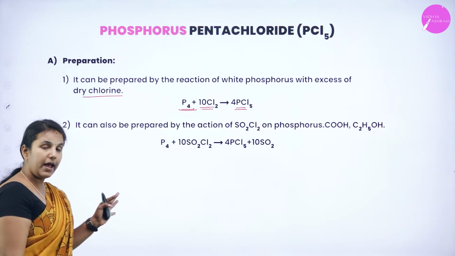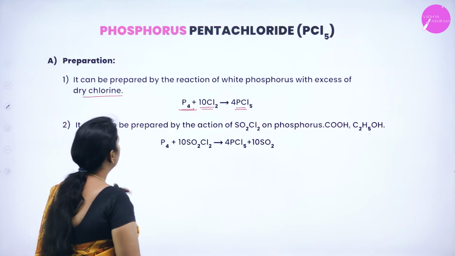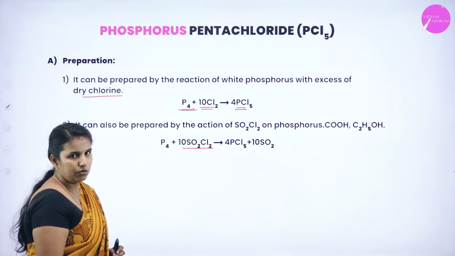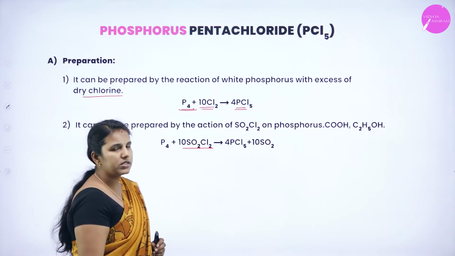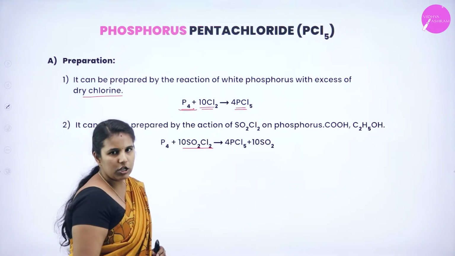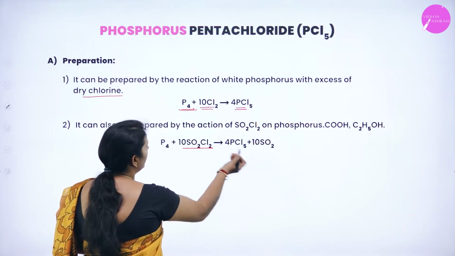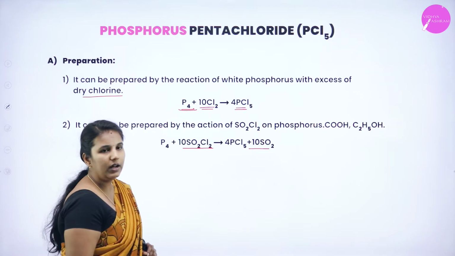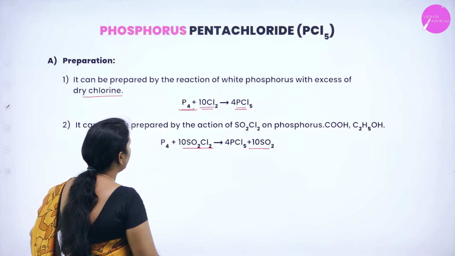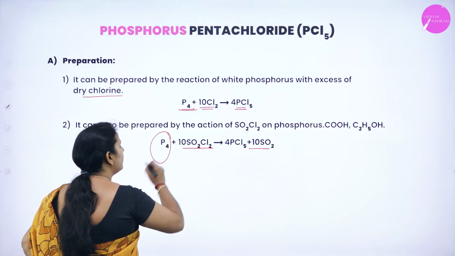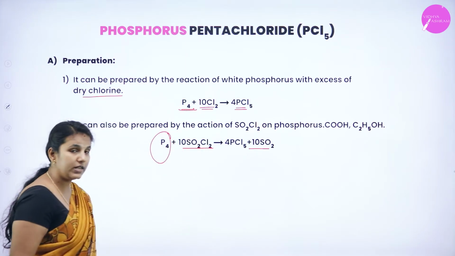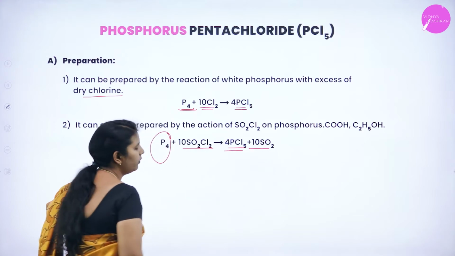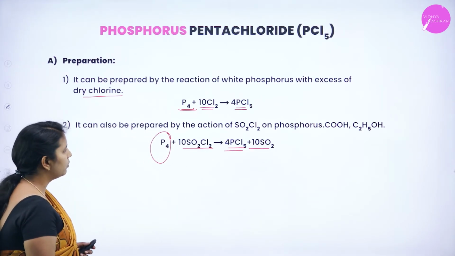And we can also prepare this phosphorus pentachloride by the action of SO2Cl2, that is sulfuryl chloride, on phosphorus, which gives rise to phosphorus pentachloride with the formation of sulfur dioxide. So this indicates that if you take white phosphorus with sulfuryl chloride or chlorine gas, it will lead to the formation of phosphorus pentachloride.